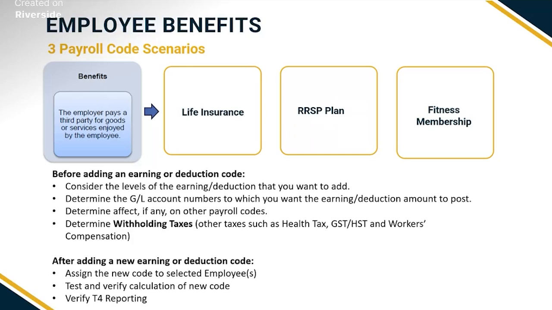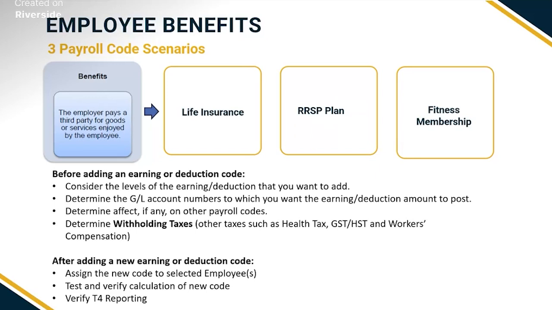Common ones would be life insurance. How do we set up a taxable benefit for life insurance in payroll? An RRSP plan, as well as a fitness membership. As we go through each one of these, as we set them up in Sage 300, we will talk about withholding tax implications. But just know that from jurisdiction to jurisdiction, meaning the provinces where your employees work, tax implications will change for things like HST, workman's compensation, should it be included, as well as any taxes or levies or health tax. Those components we are not going to cover today.